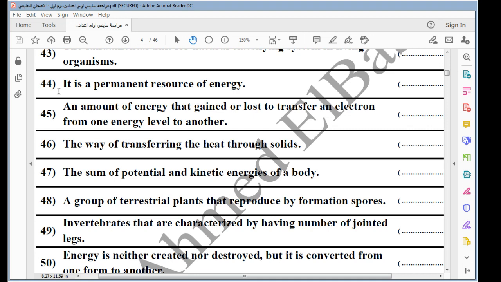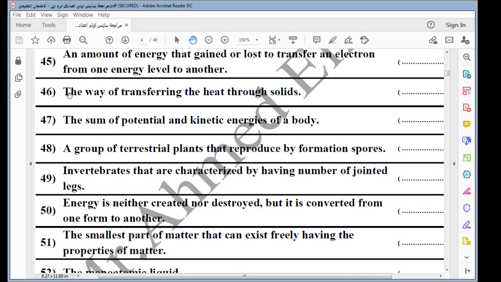44: it's a permanent resource of energy. Of course, this is the sun. 45: an amount of energy that is gained or lost to transfer an electron from one energy level to another. This is, of course, the quantum. 46: the way of transferring the heat through solid.